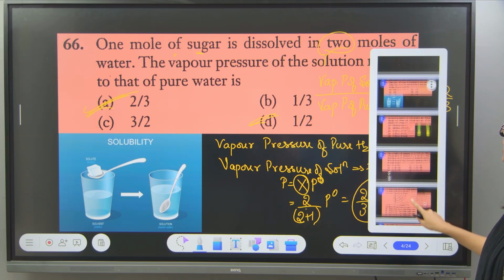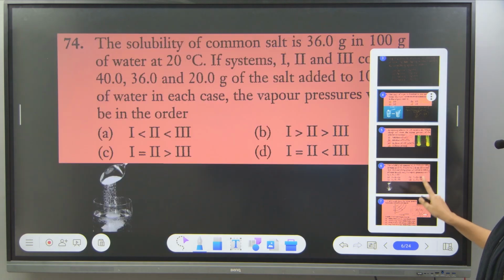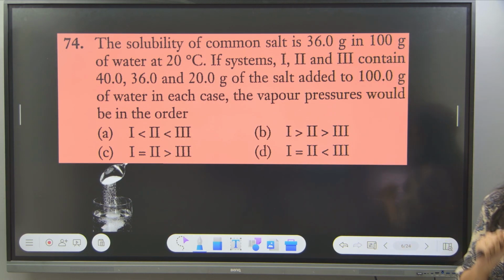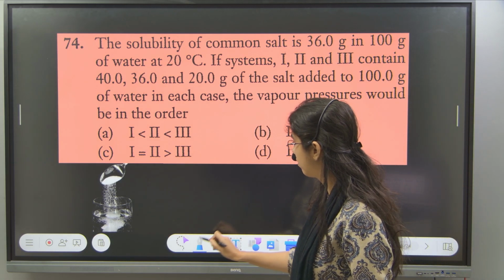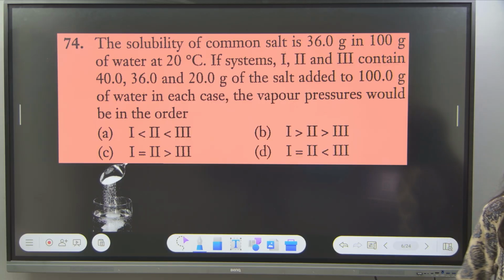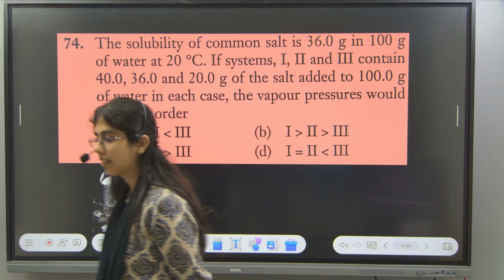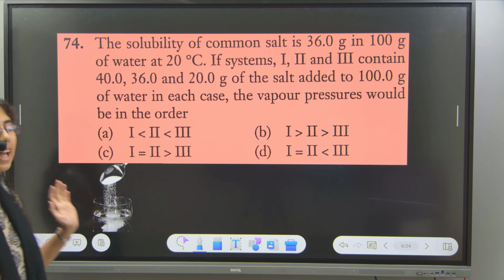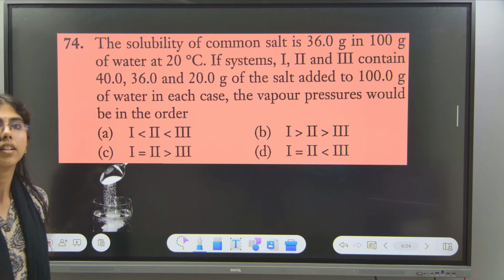Now this requires some thinking. Let's see how many of you will answer this correctly. They have given solubility of sodium chloride, I guess, of a common salt, and they have taken 3 such systems, and now you have to compare the vapor pressure. Think properly and answer this question. Very good question this one is.